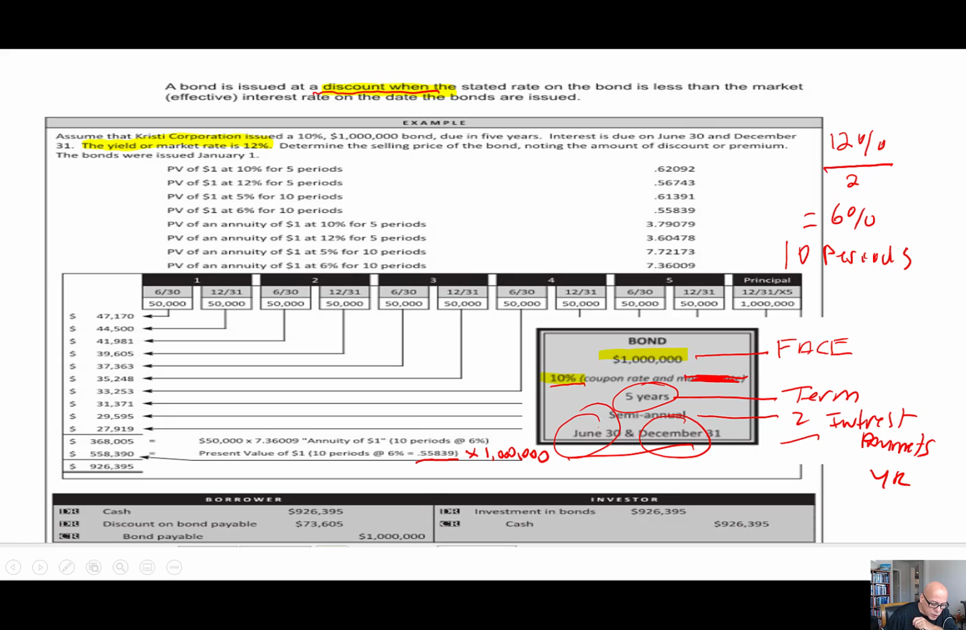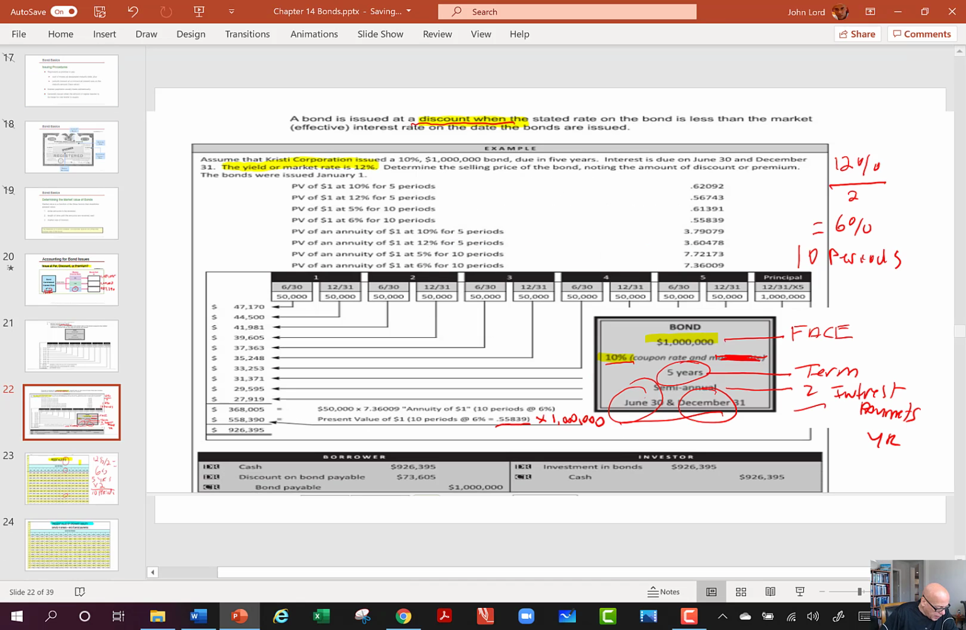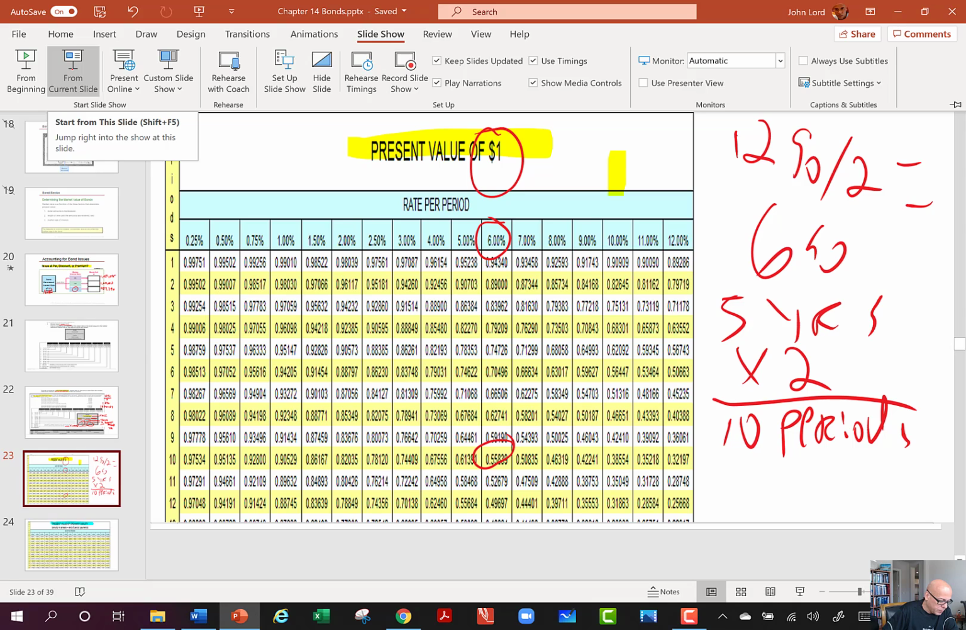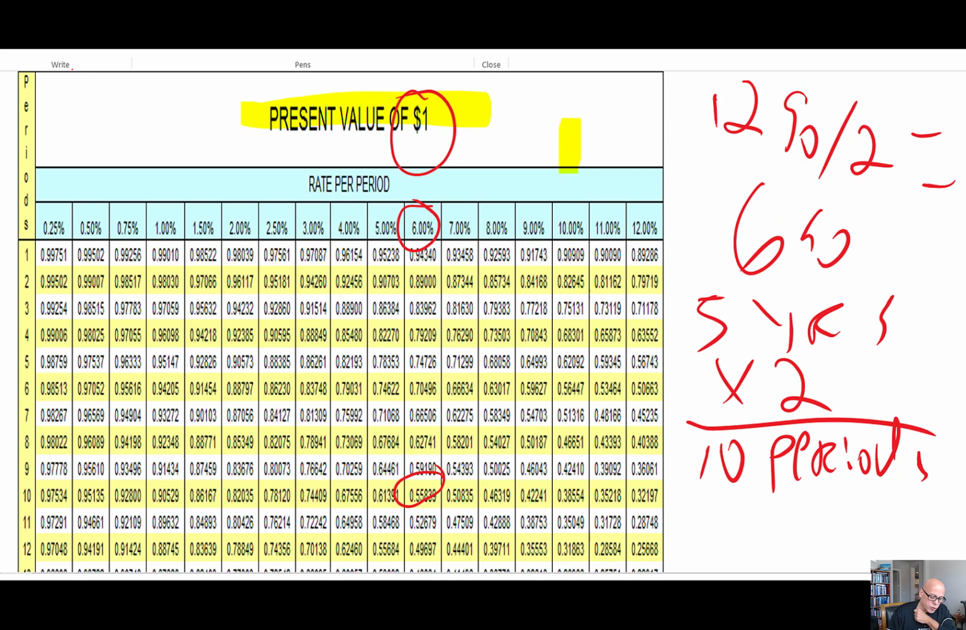So just taking a quick look back now. And going to my present value table, I guess I could have stayed in the slideshow for this one. I don't have to go to the actual table, so let me go back and look at my table here. 12%, okay, divided by 2 is 6%. 5 years times 2 semi-annual periods is 10 periods.